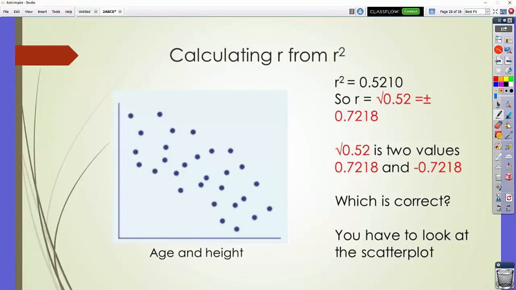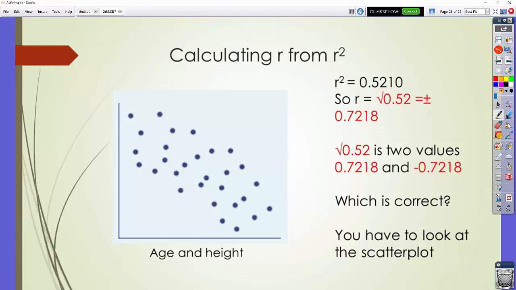I said to you, look, r squared on a set of data is 0.52. What's r? You say, I want to see a picture of the graph because I want to know whether it's going that way or that way. So going from r squared to r, you need a picture of the data to determine whether r is positive or negative. You have to look at the scatter plot. So well done if you spotted that.